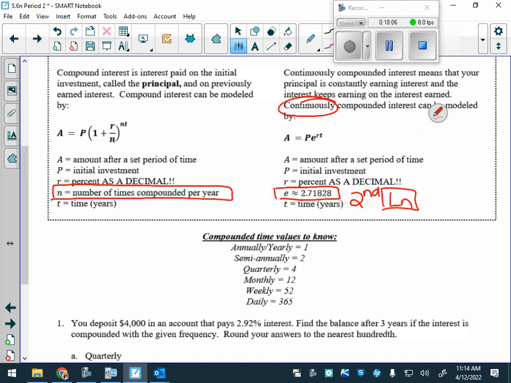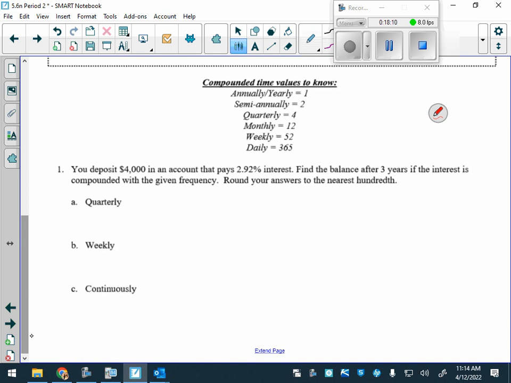All right. So we're going to look at all of these side by side. So for number 1, you deposit $4,000 in an account that pays 2.92% interest. Find the balance after 3 years if the interest is compounded with the given frequency. Okay? So we're trying to find our ending balance. Okay? We're trying to find that in all 3. Okay? What is our initial investment?